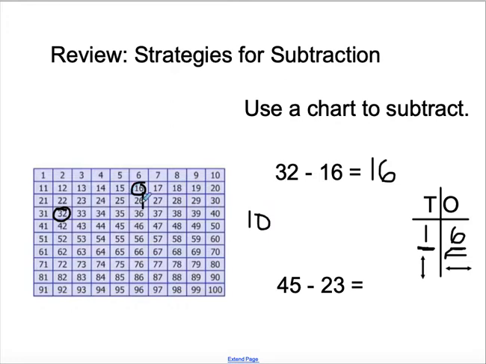And now I'm going to go across and count up to 32. 11, 12, 13, 14, 15, 16. So I went 6 more spaces, and that means that my difference equals 16. So once again, when I count up, I added another 10, 11, 12, 13, 14, 15, 16.